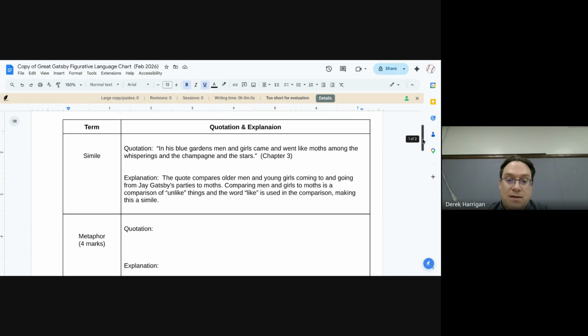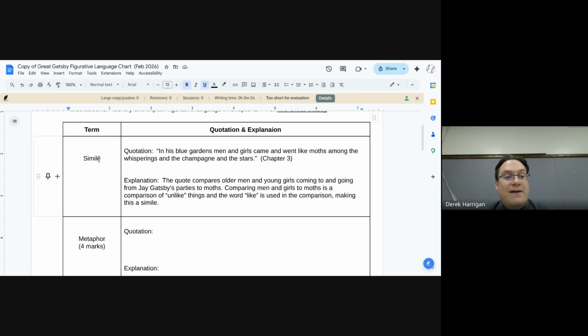I've given you the first example, so you do not have to find a simile. I've given you a simile right here. And so the simile says, "In his blue gardens, men and girls came and went like moths among the whispers and the champagne and the stars." So men and girls came and went like moths. That's a simile. It's comparing men and girls to moths. And so I've found an example of that.